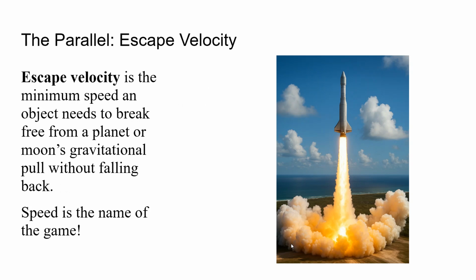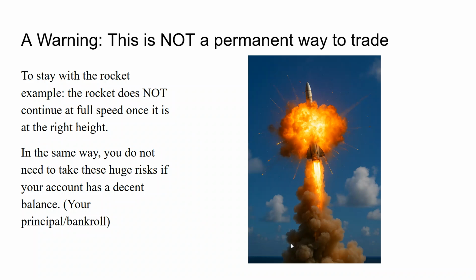So this is temporary, because the rocket does not need to continue at full speed once it reaches the right height. What sense would it make, once you're outside the atmosphere and gravity is no longer pulling you down, to still take all these risks and say, we need to keep going 1,000 miles per hour? It's not necessary. It's the same with your account. If you take a small amount to a huge amount, why are you still risking half your account, 75% of your account? It's not necessary.